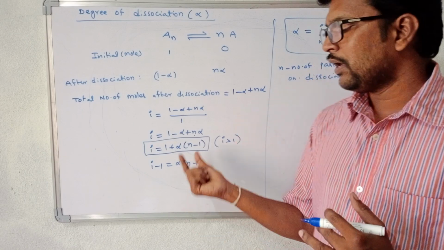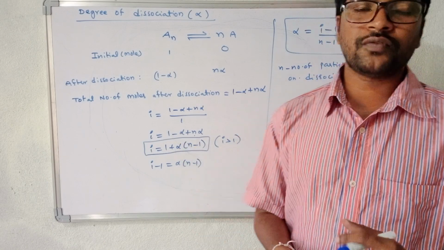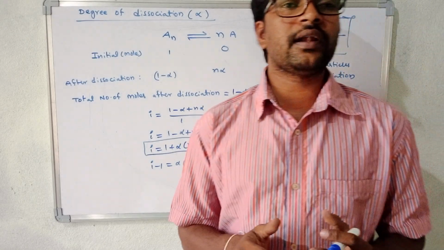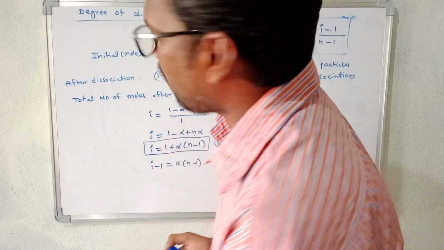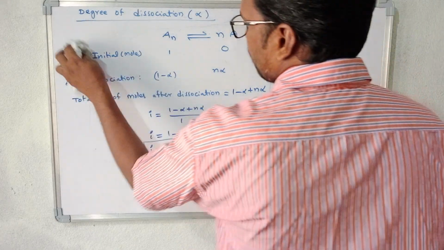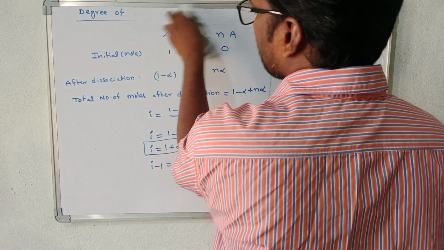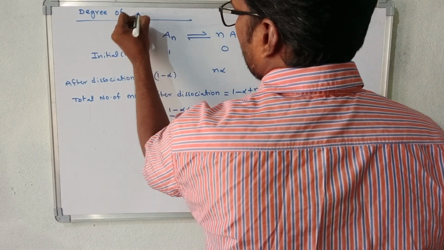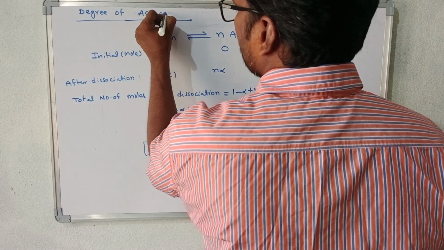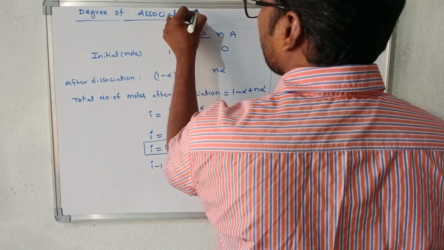1 plus something means it is compulsory greater than 1. That's why in degree of dissociation, the van't Hoff factor i value can be taken as greater than 1. Okay, right. Now we have seen dissociation. Next we study about degree of association. Now we see here dissociation completed.